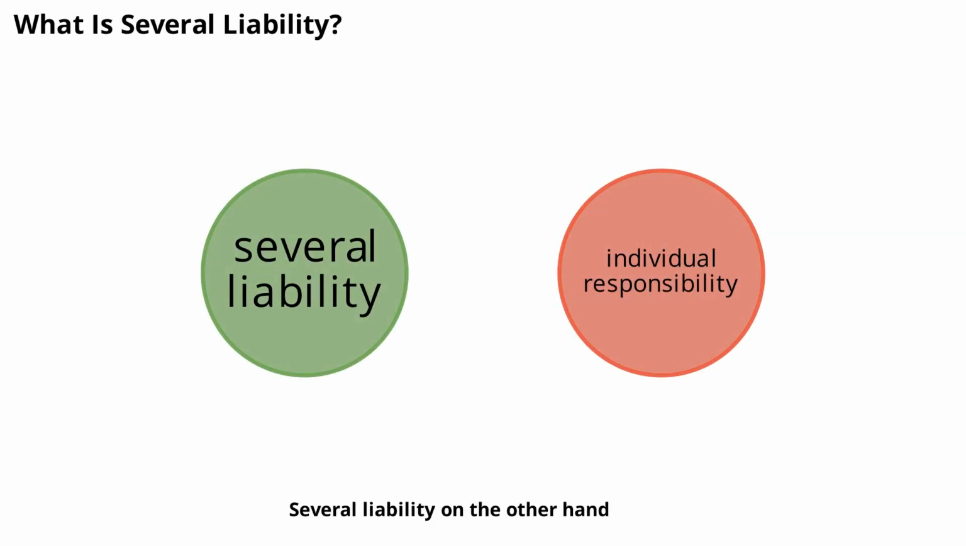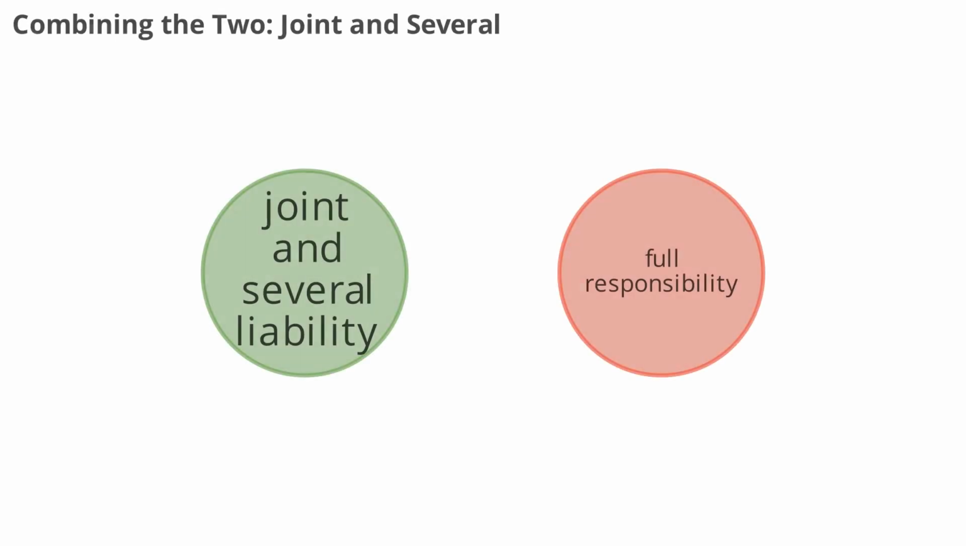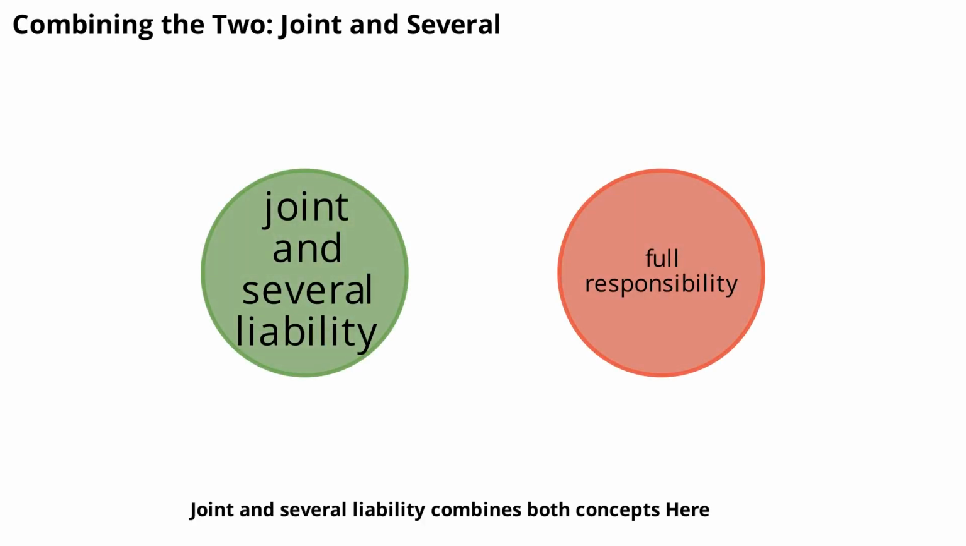Several liability, on the other hand, means that each party is only responsible for their own share of the obligation. If 3 people owe money, each is liable only for their portion. Creditors can only collect the amount owed by each individual, not the full amount from any one person. This approach limits the risk for each party, ensuring that one person isn't unfairly burdened by the actions or inability of others.